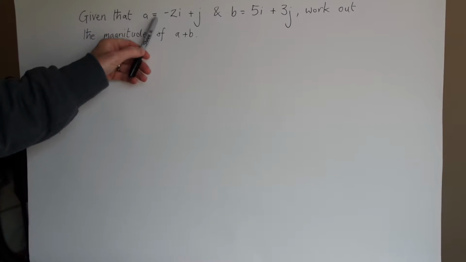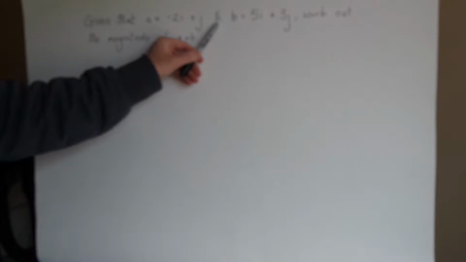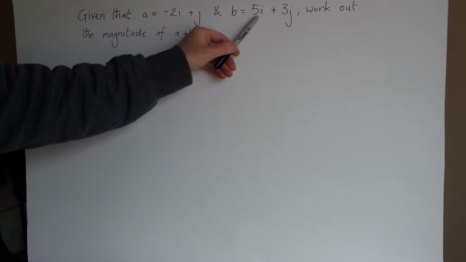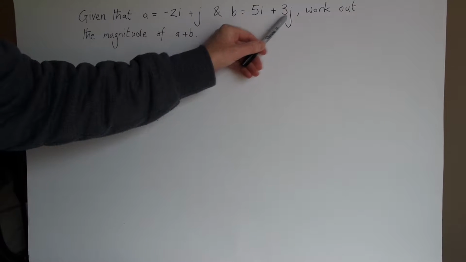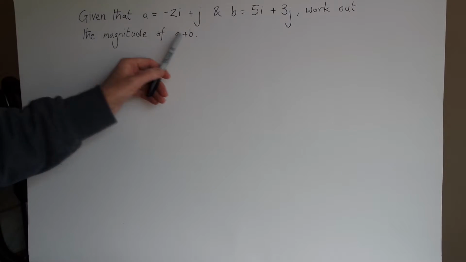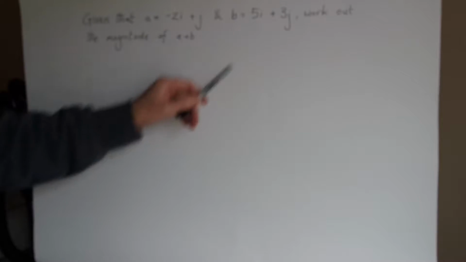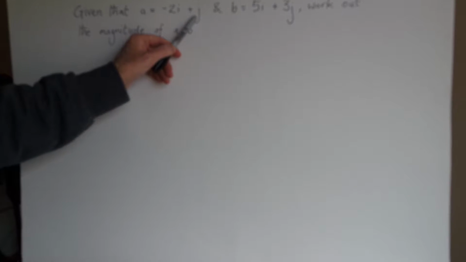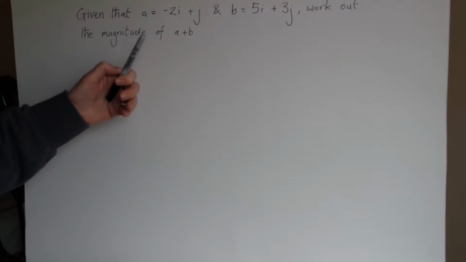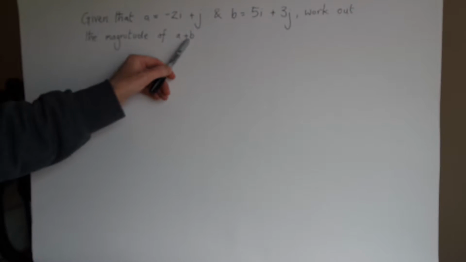The question asks us, given that A is equal to negative 2i plus j and B is equal to 5i plus 3j, work out the magnitude of A plus B. So a couple of things to notice here. The first is that A and B are vectors, and if you remember, i and j represent unit vectors. So in other words, they're vectors with length 1. And then we've been asked to find the magnitude of the vector A plus B.